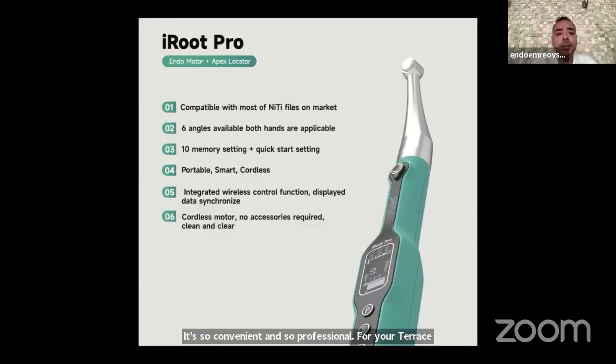To mention the details about the iRoot Pro, it has an integrated apex locator, and as I mentioned, it has all the NiTi files. Mostly the well-known NiTi files are integrated into the endomotor. There are 6 angles available. Both hands are accessible. It has 10 memory settings and a quick setting mode.